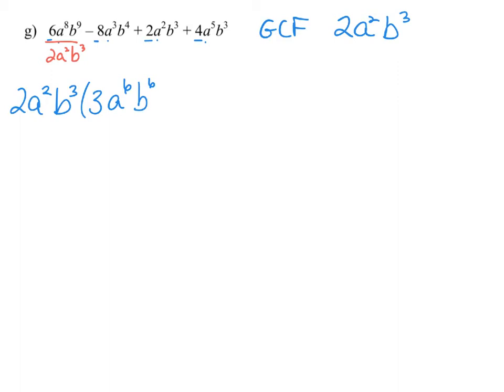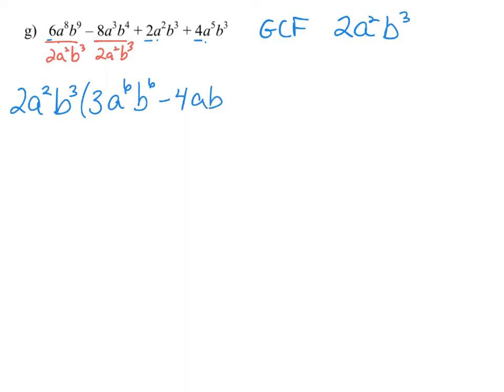Now we're going to factor out from the second term 2a squared b to the 3rd. Negative 8 divided by 2 gives us a minus 4. A to the 3rd divided by a to the 2nd is a. And b to the 4th divided by b to the 3rd is b.